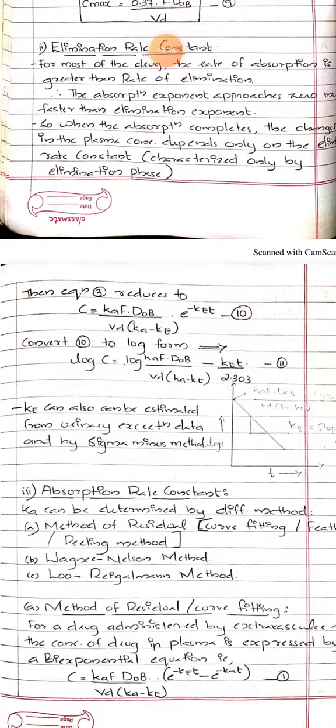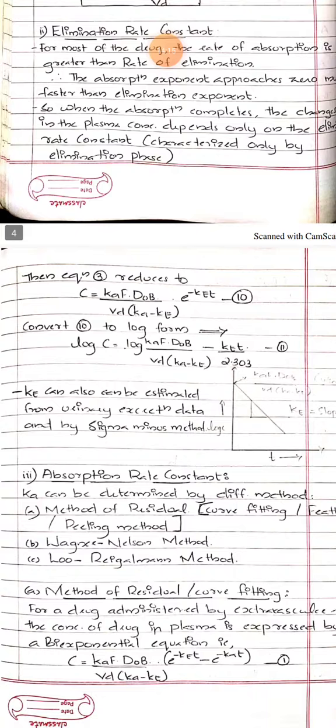There are other methods to find Ke. Ke can also be estimated by using urinary data. For this method we made use of plasma data, that is the blood plasma drug concentration data, but instead we can use urinary data to find Ke. That is by the rate of excretion method and the sigma minus method. These are two other methods using urinary data, and we will study them separately.